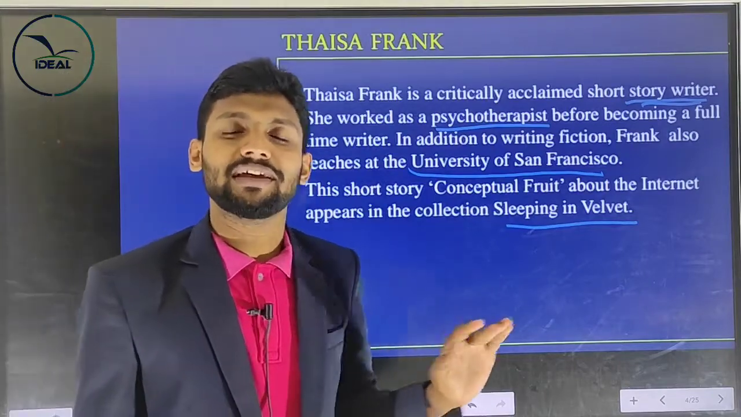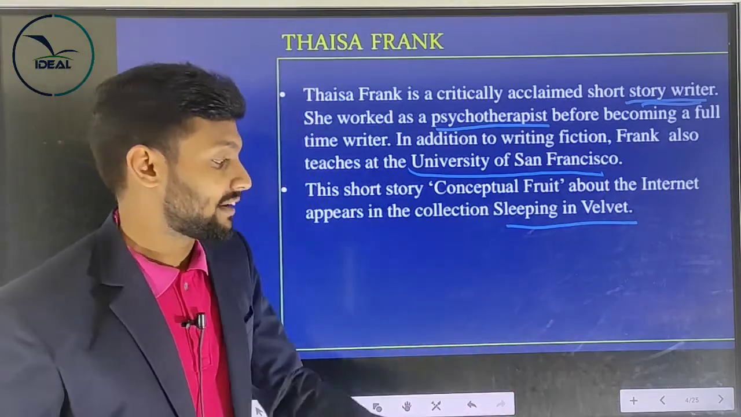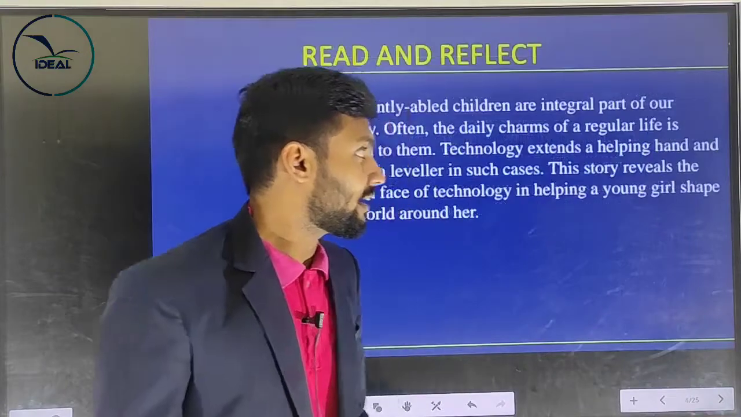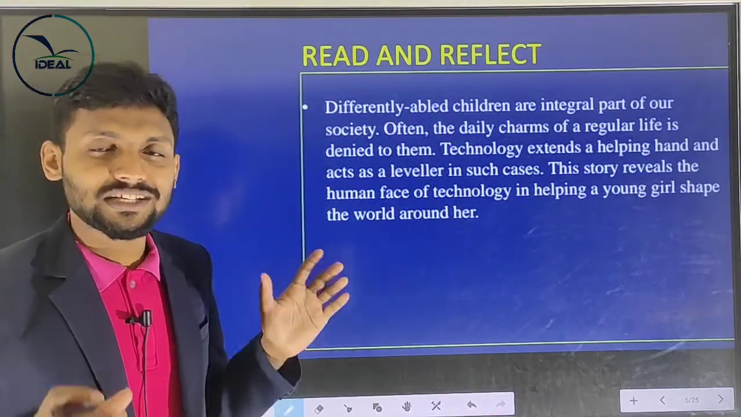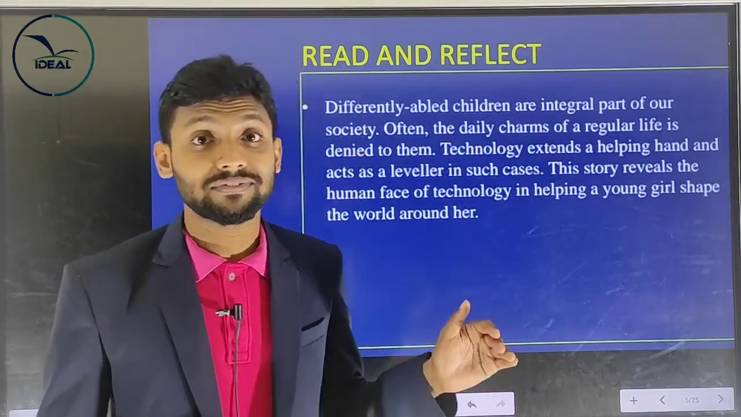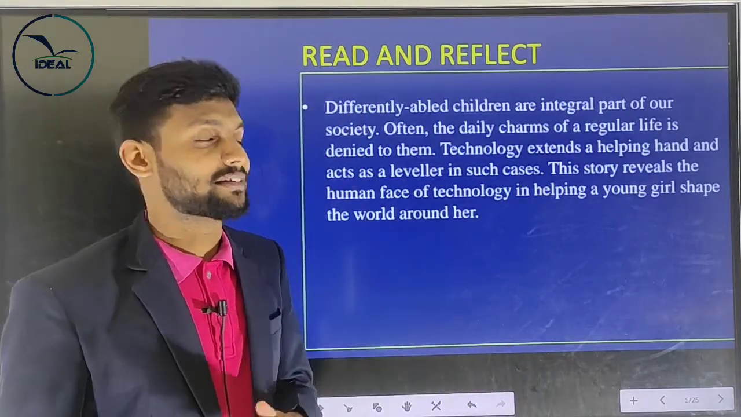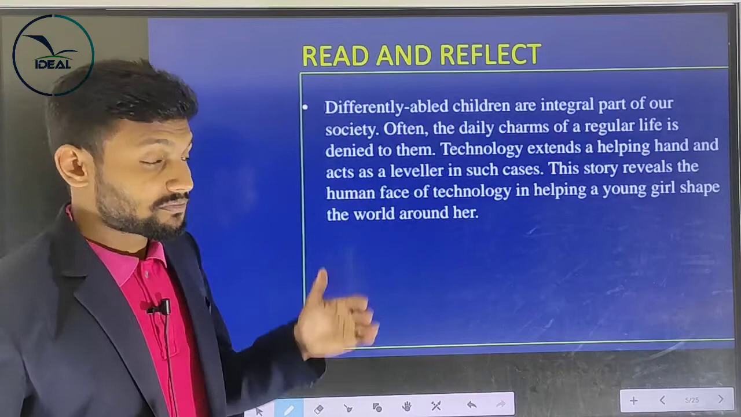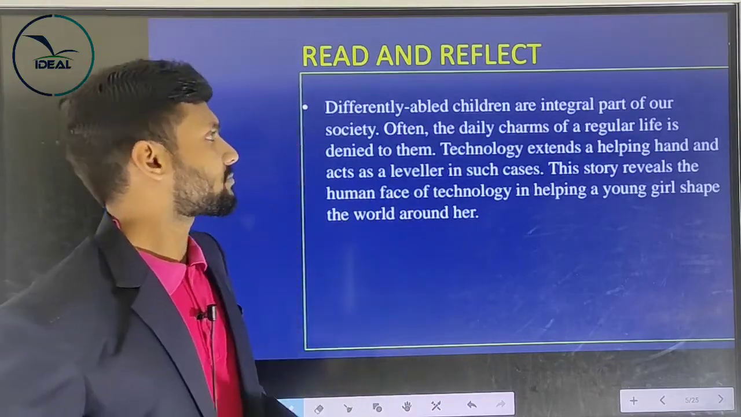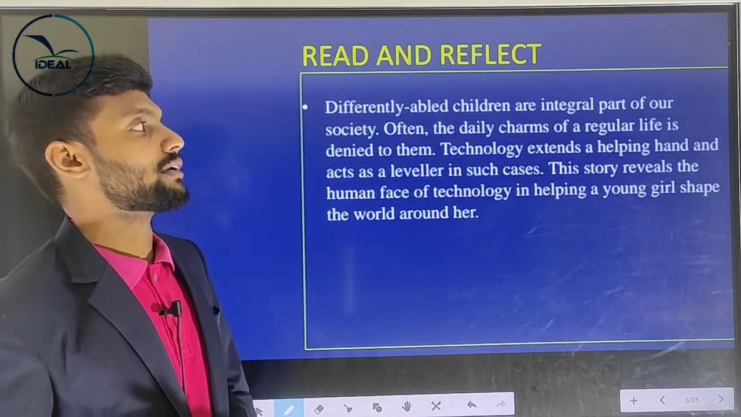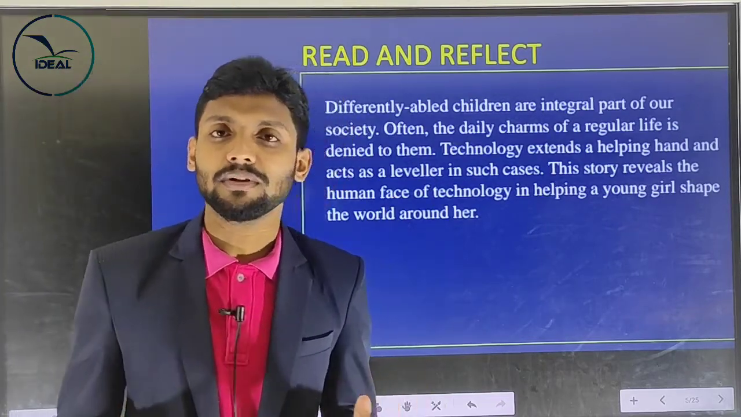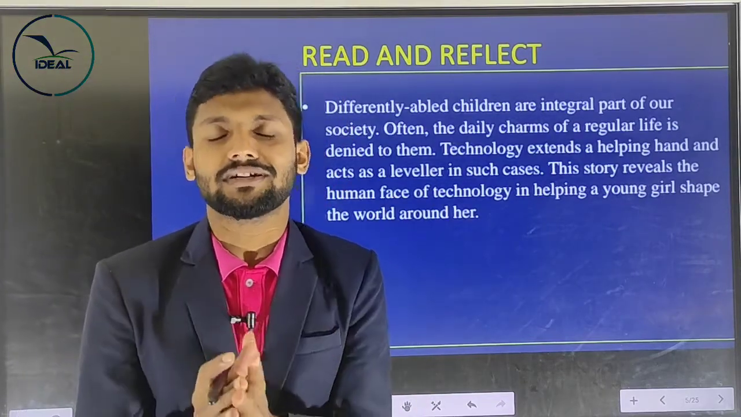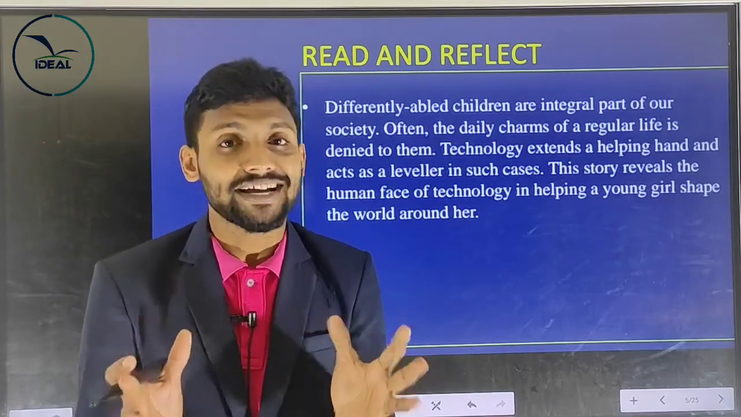Very simple story. Whenever you read, you understand that. Before going to the story, let me tell one more thing. Read and reflect. I mean, in almost every chapter, you have this Read and Reflect. Just read this. I hope you can read this. Differently abled children are an integral part of our society. Not only differently abled, everybody is an integral part of this society, right?